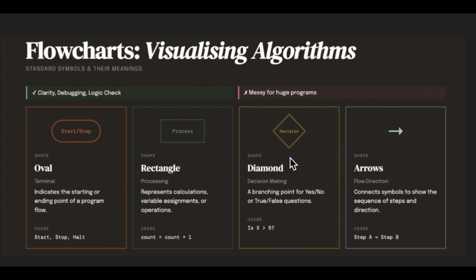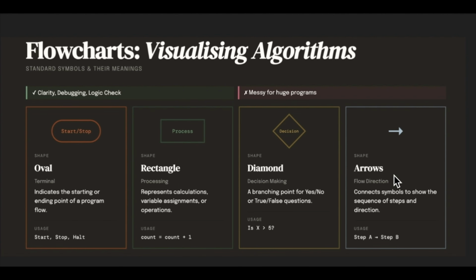The next one is a diamond. That's a decision, a yes or no question, like is x greater than 5? If yes, go this way, and if no, go that way. And the last one is the arrows. They just show the direction, like which step comes next and in what way.